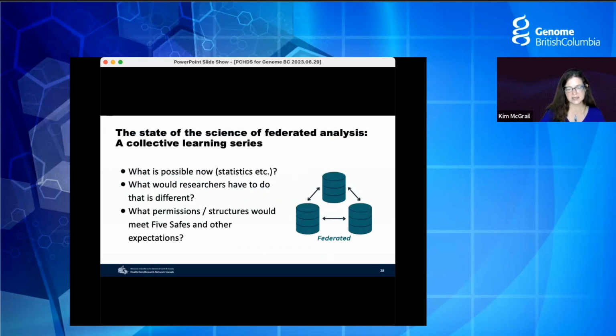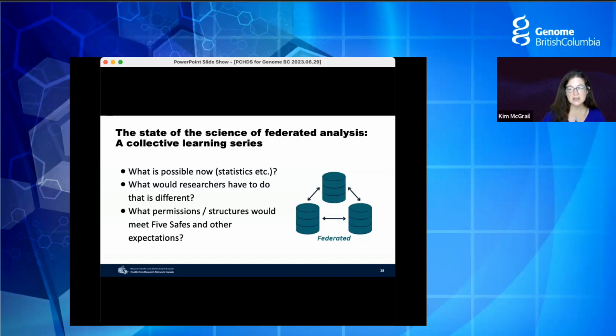The other thing we're looking at is the state of the science of federated analysis. I know that in the genomic space, there's been some work on this already. And of course, with machine learning and other kinds of AI, there's been lots of focus on federated analysis as well. What we wanted to do, and this is going to be rolling out starting in the fall, is a learning series on this with webinars that you'll be absolutely open to and invited to come along if it's of interest. But we want to think about, for example, what's actually possible to do now in federated analysis from a statistical perspective. So we know you absolutely can do very, very robust analysis with linear regression in federated systems.